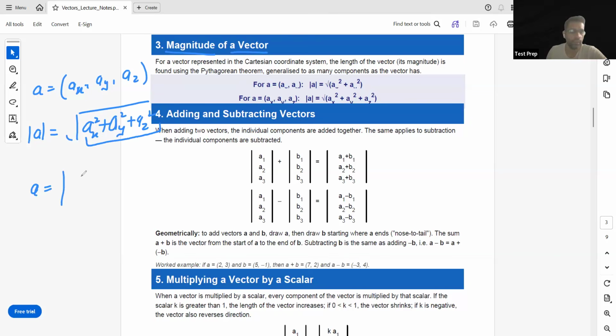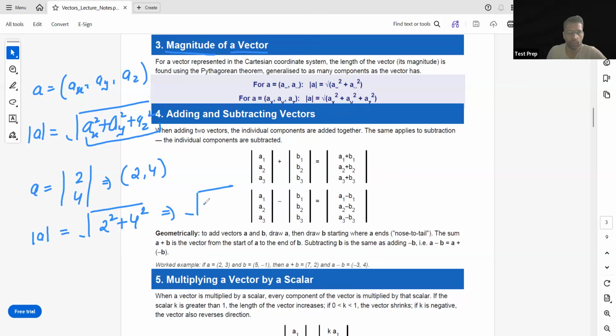Just like in the previous question, we have two numbers, 2 and 4. Now we can represent it in the form of 2 and 4, but we have to find the magnitude of 2 and 4. So the magnitude is equal to the square root of 2 square plus 4 square. It is called the magnitude. Square root of 16 plus 4, 20. Square root of 20 will be the magnitude of this vector.